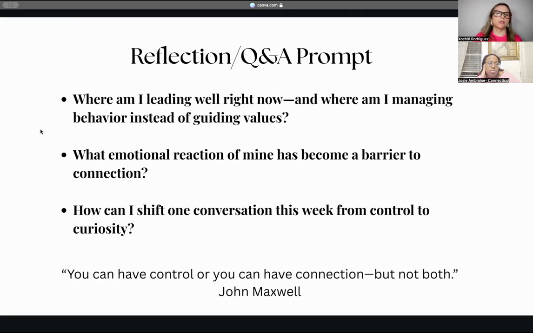Last questions. Where am I leading well right now? So these are reflection questions for you. I will send this with the link to the presentation for you guys. I'm going to send this, and so you're going to have this, but I want you to reflect on this. Where am I leading well right now, and where am I managing behavior instead of guiding values?